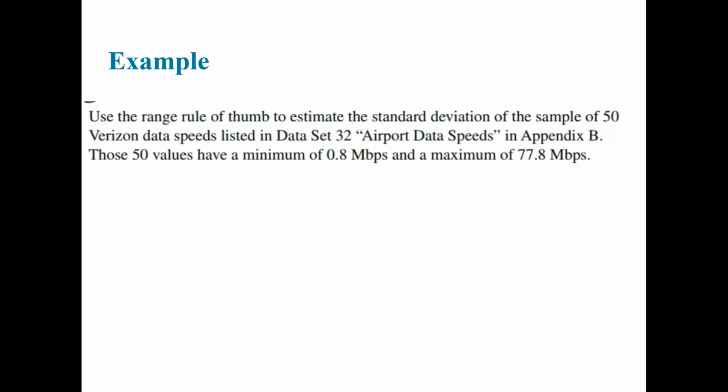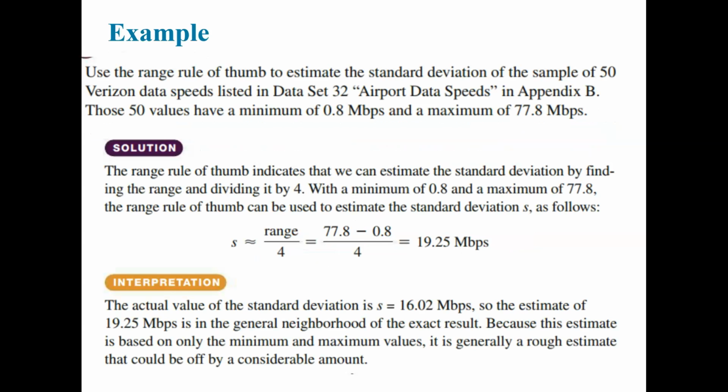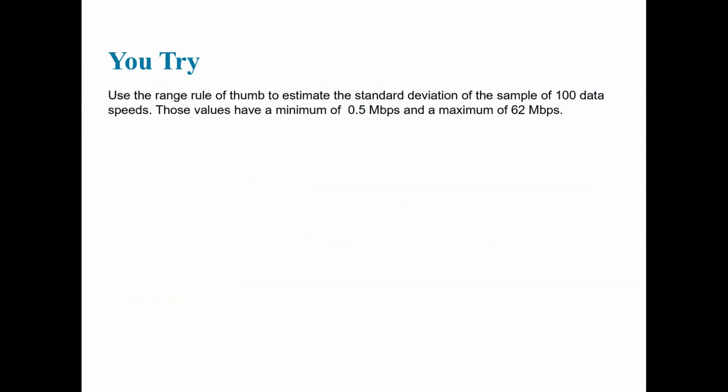So the range rule of thumb, if we want to estimate the standard deviation: if we know the minimum and the maximum, the range would be the max minus the min, and then we divide it by 4. We get 19.25 as the standard deviation. So we could estimate it that way, but we know that the actual value is this. So it's in the neighborhood, but it's not a perfect measure. You can go ahead and give this one a try. And here's the solution.